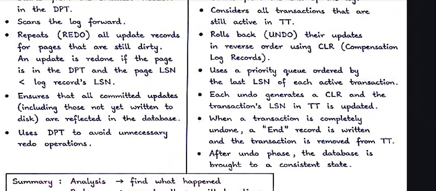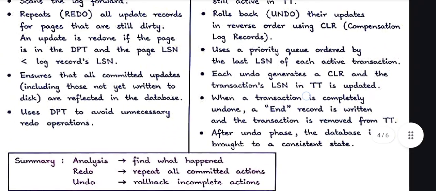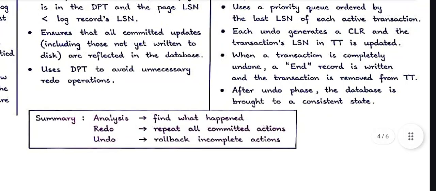When a transaction is completely undone, an end record is written and the transaction is removed from the TT. After the undo phase, the database is brought to a consistent state. Summary: analysis finds what happened, redo repeats all committed actions, undo rolls back incomplete actions.